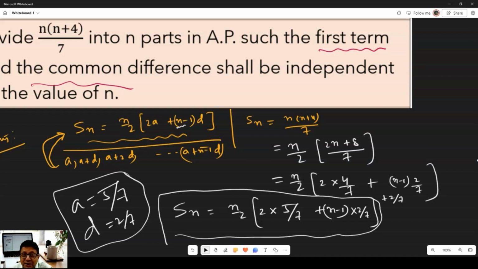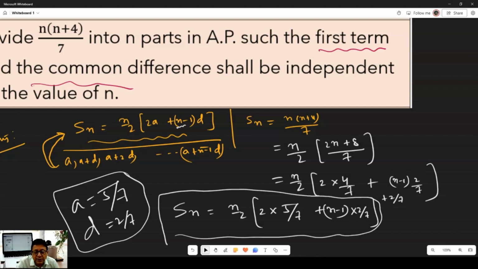So, n into n plus 4 by 7. This is not only skill based, it is conceptual also. Why conceptual? Because it will help you to understand the meaning of sum of terms in an AP. And division of a number into various parts is possible if the parts are in AP.